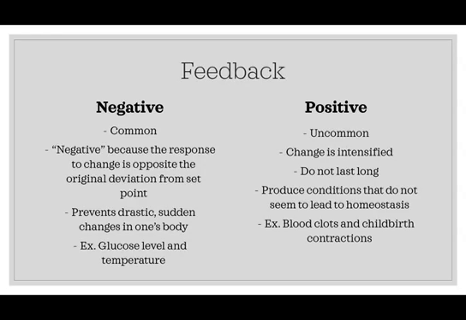There are two feedbacks from homeostatic mechanisms. They're negative and positive. I have them listed below. Negative is more common, for example, glucose level and temperature, whereas positive is more in a specific circumstance. For example, most commonly, childbirth. Contractions are thanks to homeostatic mechanisms.